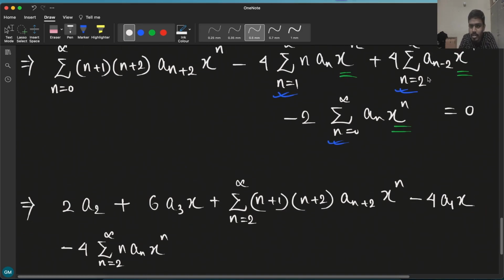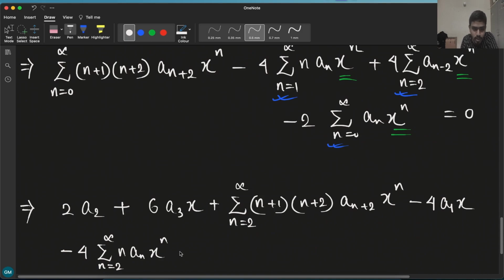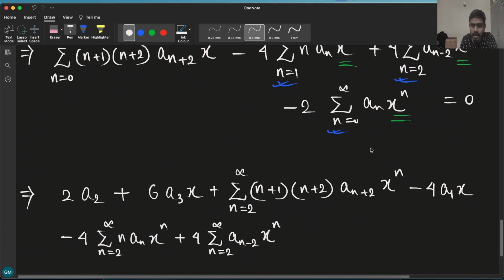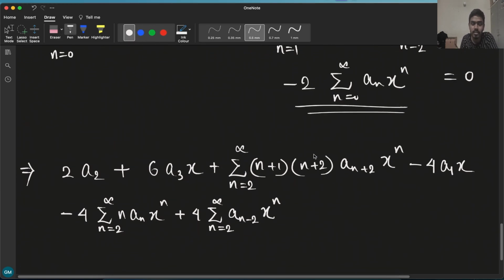This next term already starts from n equals 2, so I will write it as it is: plus 4, sum from n equals 2 to infinity, a n minus 2 x to the power n. Good. And this last one is starting from n equals 0, but we don't want that. We want it to start from n equals 2, and we don't want to change x to the power n either.